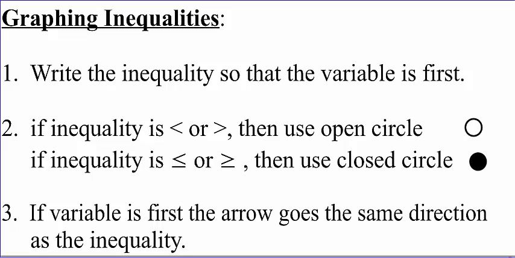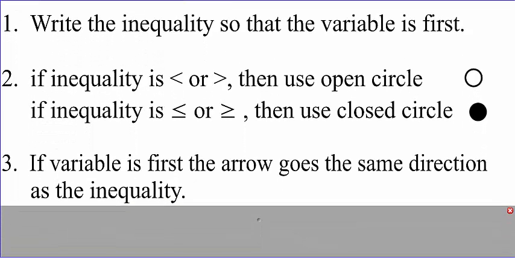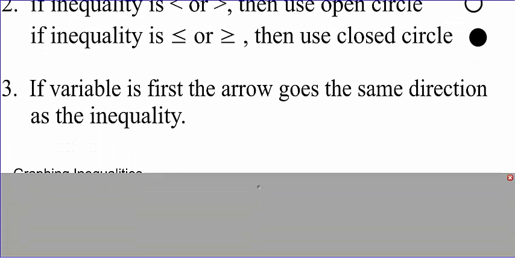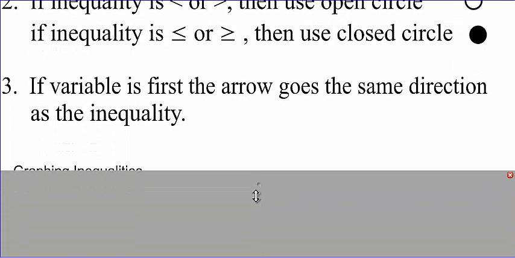So if the variable is first, the arrow goes the same direction as the inequality. That's why I emphasized in the first step to make sure that your variable is written first in your inequality expression. Then when you're graphing, the arrow for the graph will go the same direction as the arrow for the inequality. Okay, so we have some examples next of graphing inequalities.